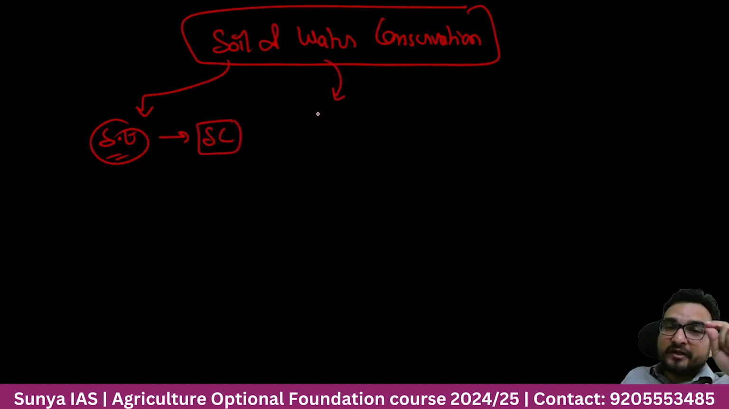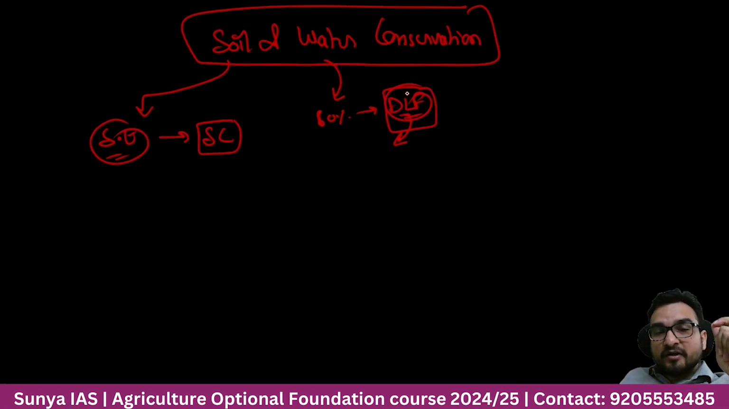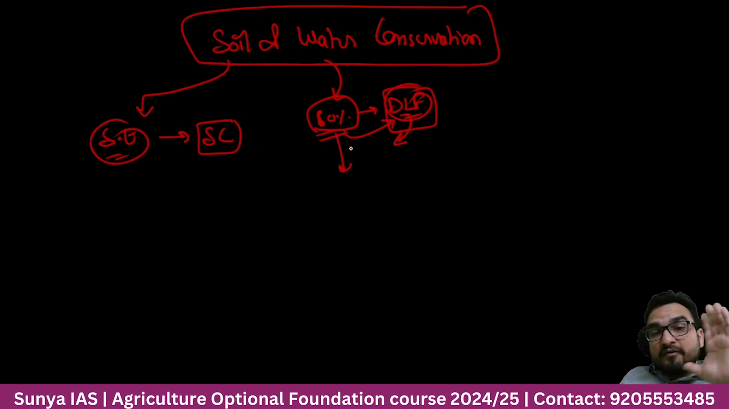India has 60% of its land practiced as dry land farming, or dry land agriculture. Now you have to understand what dry land agriculture is. Are you understanding that most of the cultivation is dry land agriculture, where 60% of the land is dependent upon rain or rainfall, and India is a monsoon country.